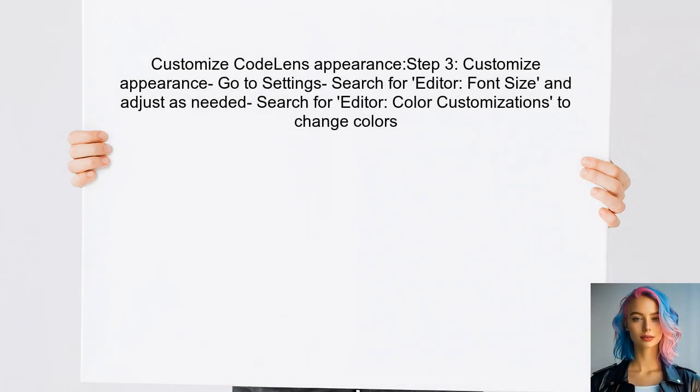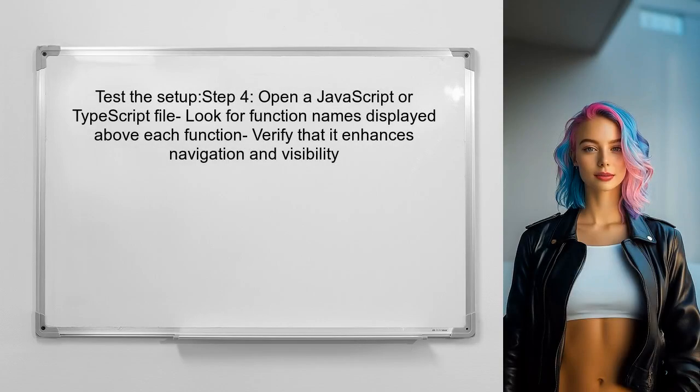Next, the user can customize the appearance of CodeLens to ensure it meets their needs. This includes adjusting font size and color for better visibility. Finally, the user should test the setup by opening a JavaScript or TypeScript file. They will see the function names displayed above each function, making it easier to navigate through the code.